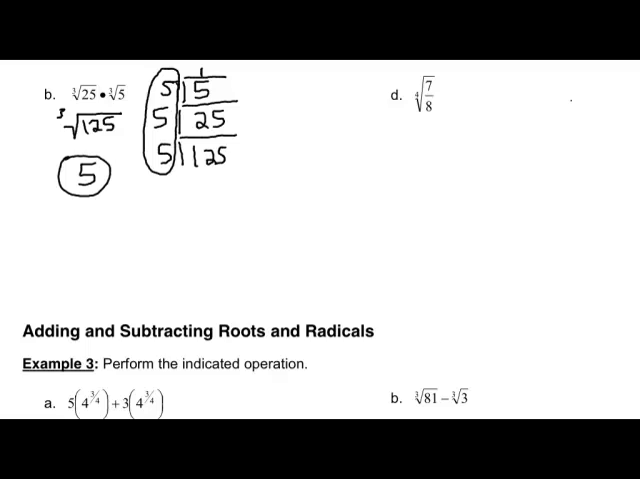In part D, we have the 4th root of 7/8. Now notice we can't simplify 7/8. So that's when we want to take the square root, or the 4th root, of both the numerator and the denominator.